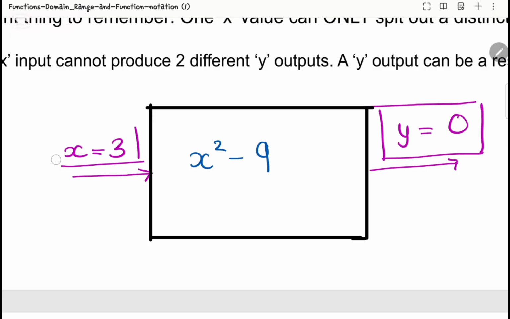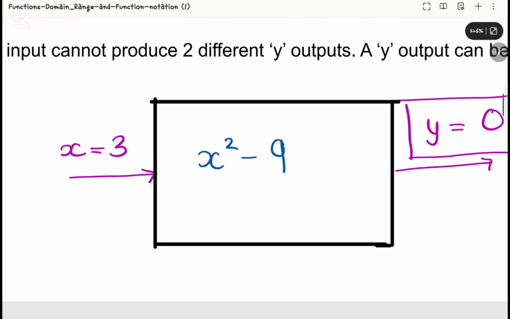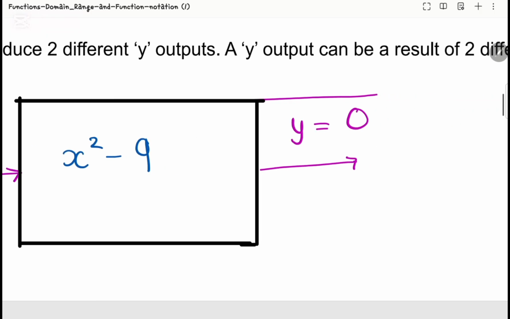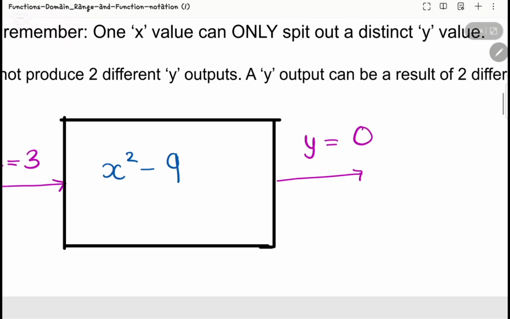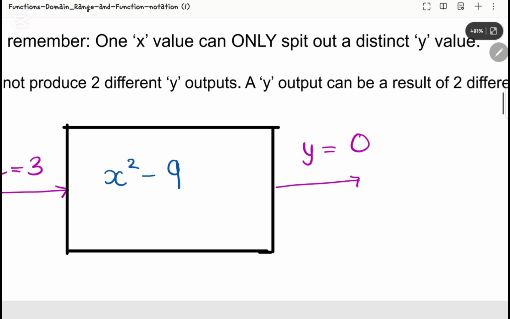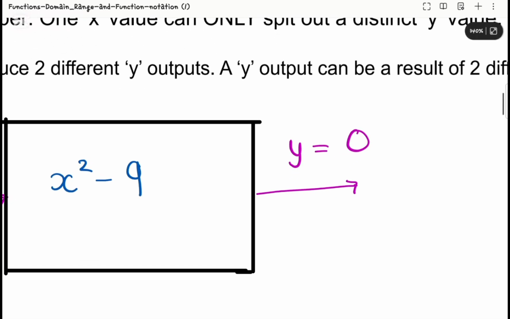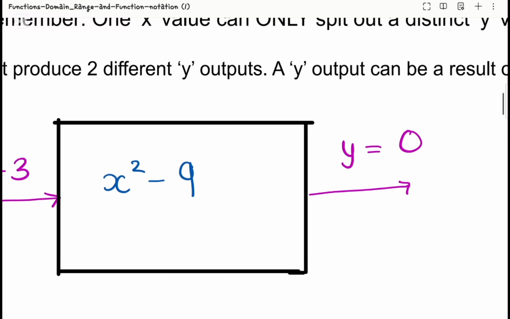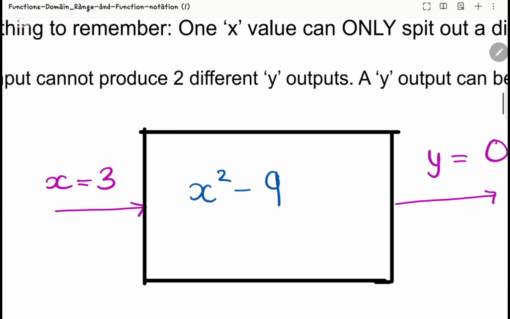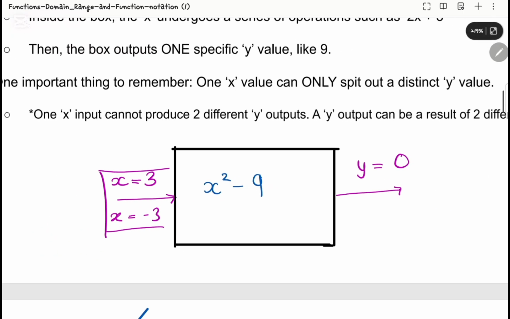Another thing is that although your x can only generate one y, a y equals 0 could be generated using many different x's, or y equals 10 or y equals 11 or whatever. Your y value can be generated using different x values. For example, y equals 0 could be done using x equals 3 or x equals negative 3, right? So your one value restriction only applies to your x.